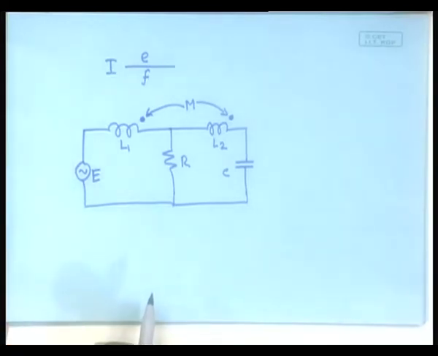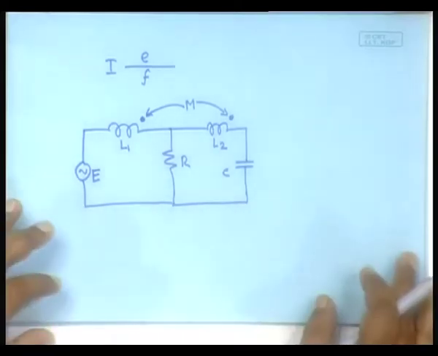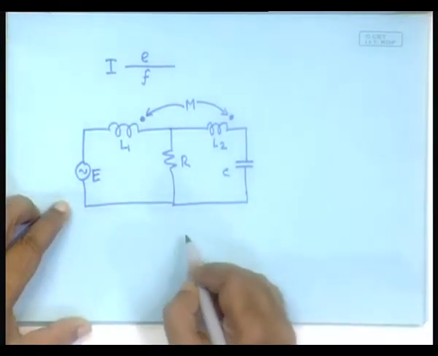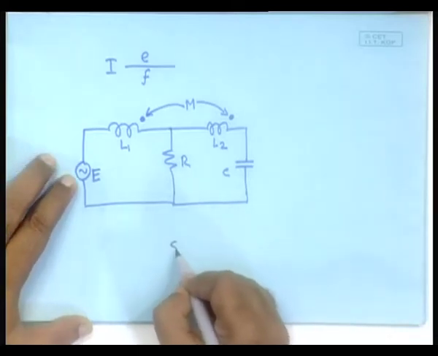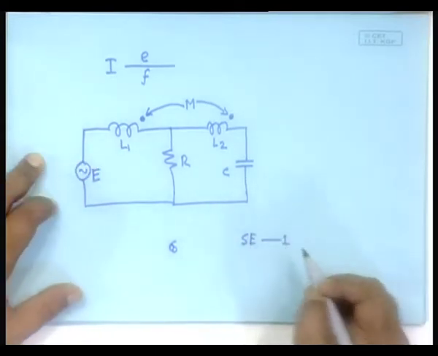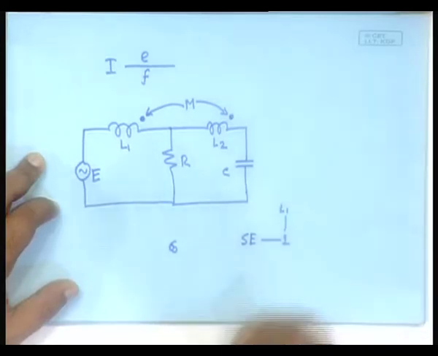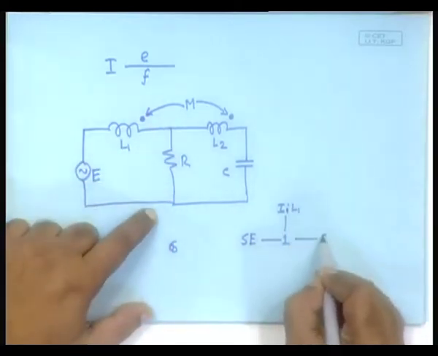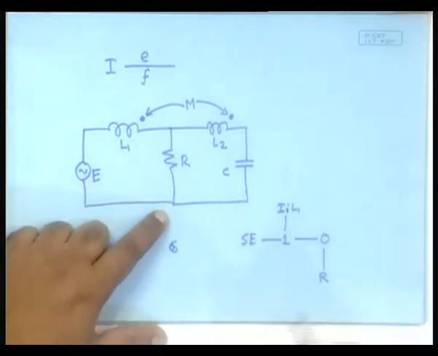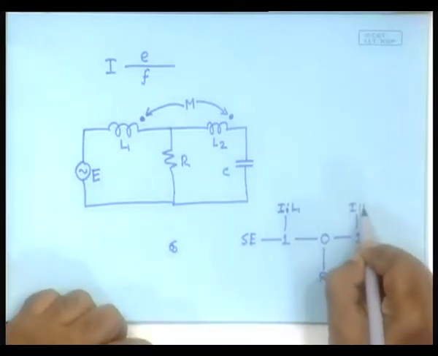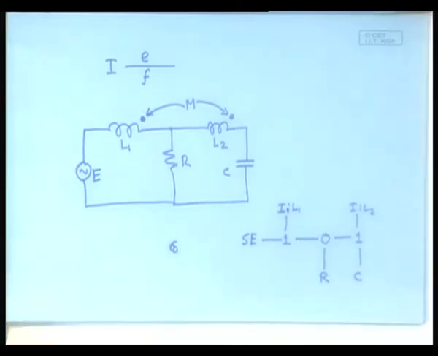Now, how will we do this? If you try to obtain the bond graph directly, you will say, if I ignore this M part, we will do it simply like this: SE in series with an I colon L1, in parallel with R, in series with 1, an I colon L2 and C. If the mutual coupling were not present, this would be the diagram.